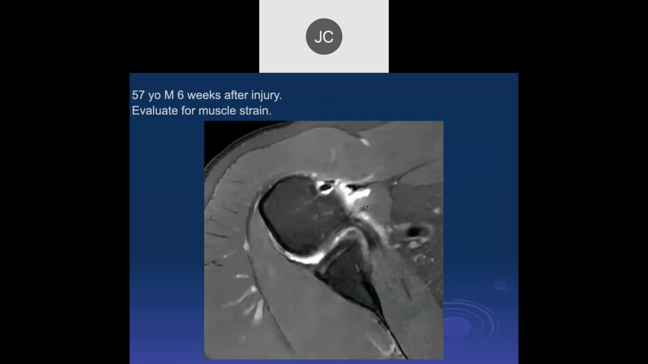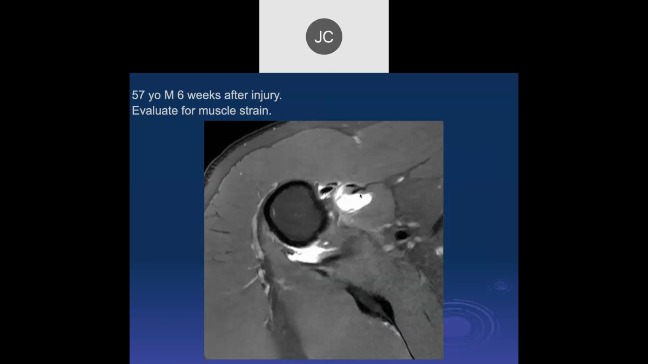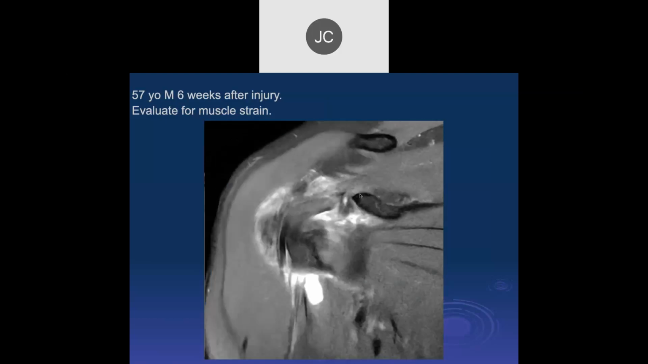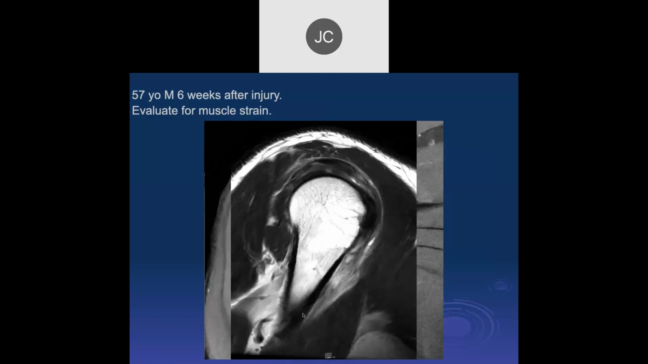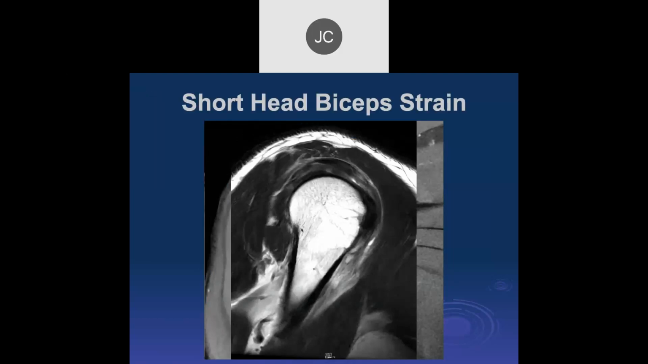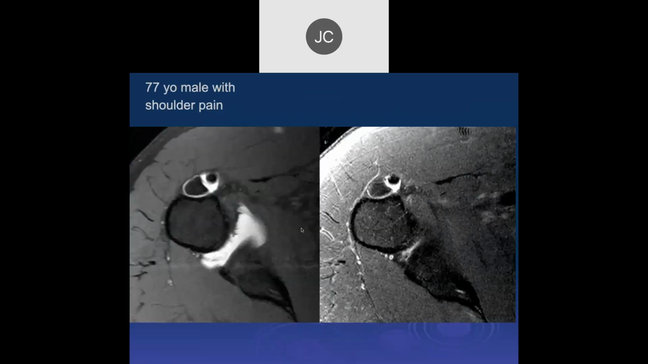Notice how regular this is. There's fluid around it. It would be the coracohumeral ligament. And then here we got this. Oh, is it the pec minor? No, sorry. Yeah, but that's actually a partial tear of the short head, not the biceps, coming over to the coracoid process.